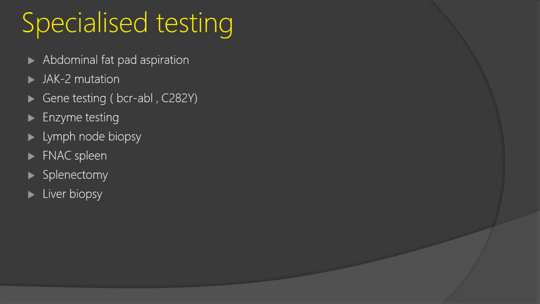Specialized testing, that is abdominal fat pad aspiration, JAK2 mutation testing, gene testing, that is BCR-ABL for CML, JAK2 mutations, and CLL markers, to rule out leukemias, enzyme testing, and lymph node biopsy, FNAC spleen, splenectomy, and liver biopsy. These are all other tests done to find the cause of splenomegaly. Find the cause of splenomegaly and treat the patient accordingly. Some are reversible, some splenomegaly remain irreversible.